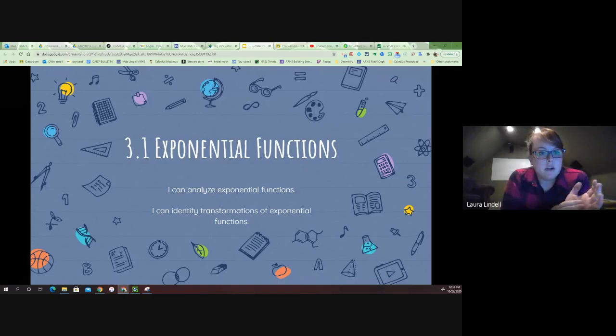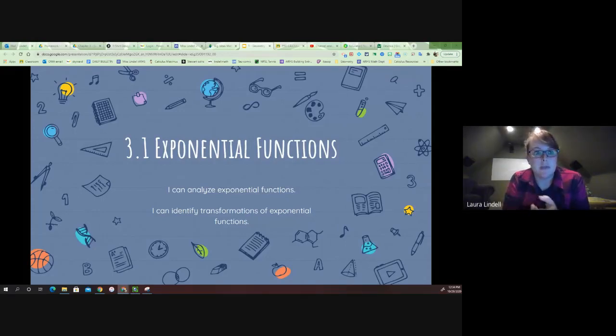Chapter 3 is all about exponentials and logarithms and growth and decay, and there are some real-world application problems and all kinds of fun stuff. But for today, for the first bit of 3.1, we are just going to be analyzing exponential functions and then identifying transformations of exponential functions. So basically we're taking everything that we've already applied to polynomials and rational functions and radical functions and all that stuff, and we're extending it to exponential functions.